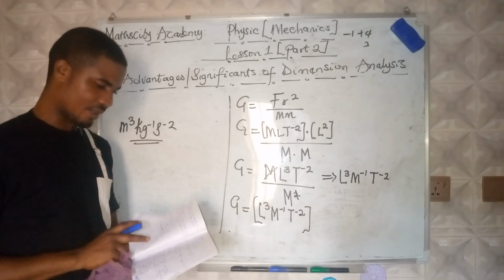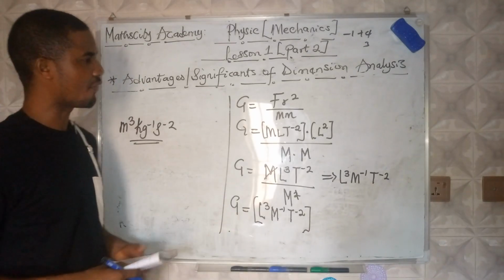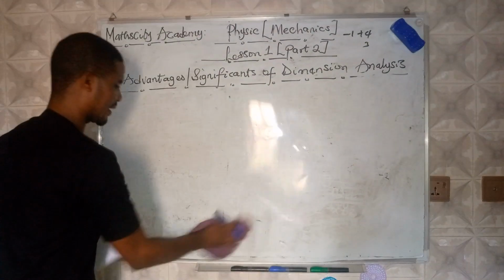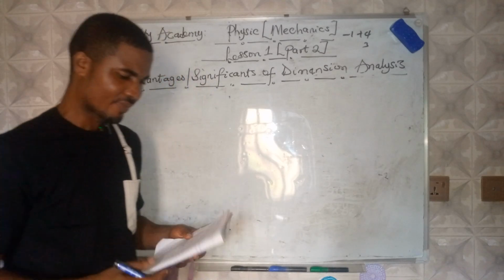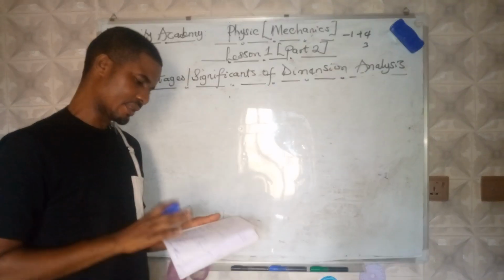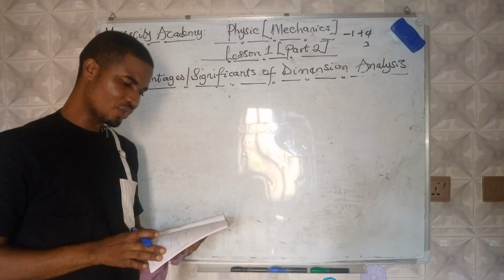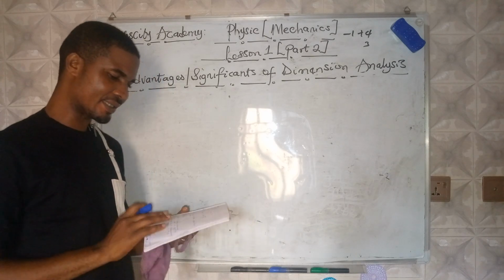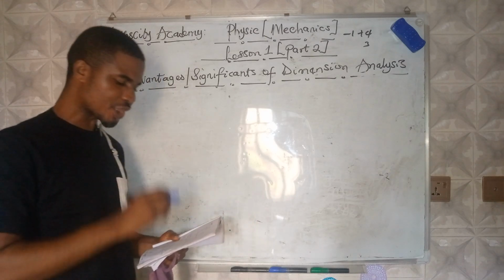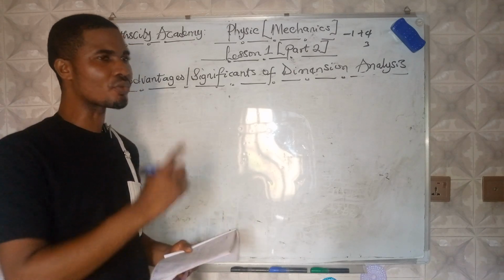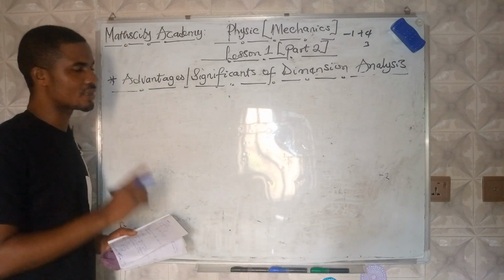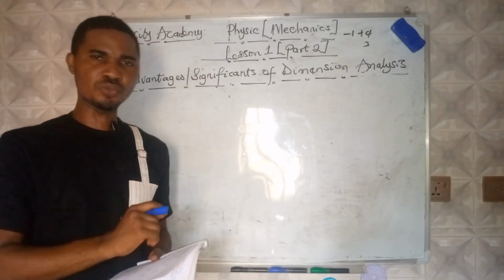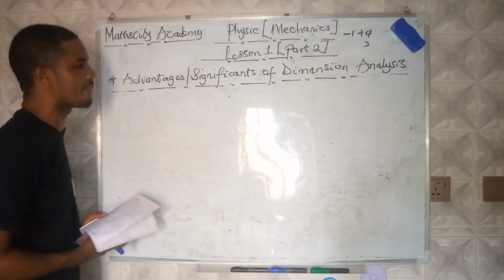Okay, I go to number 3, the advantage and significance of dimensional analysis. It says dimensional analysis is used to obtain the relationship between two or more physical quantities. Let's see, what do we mean by that?